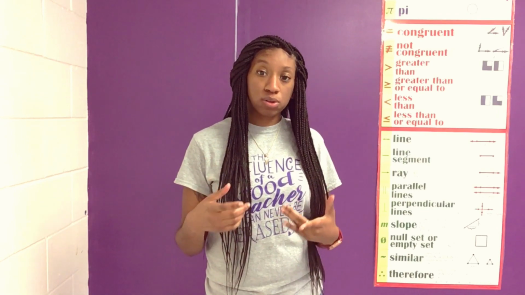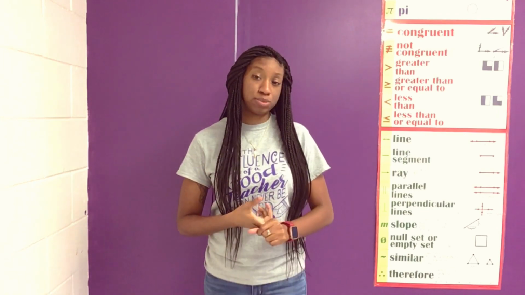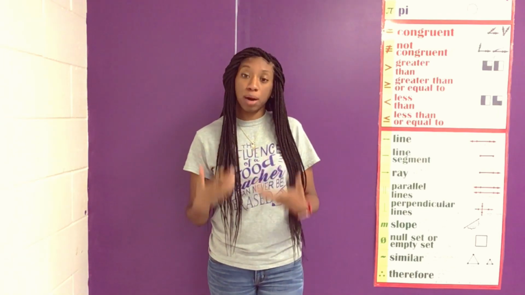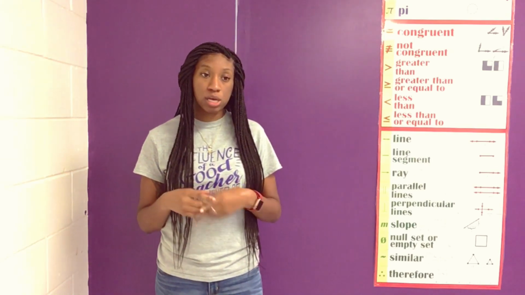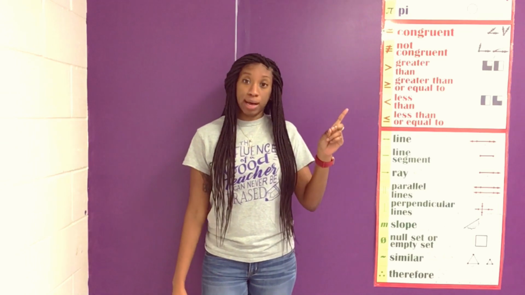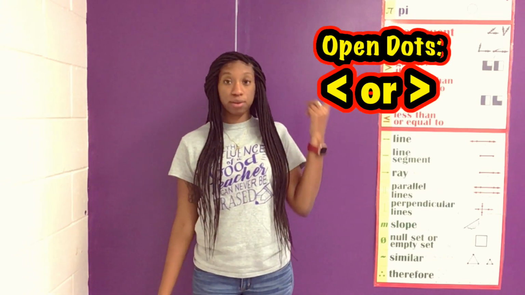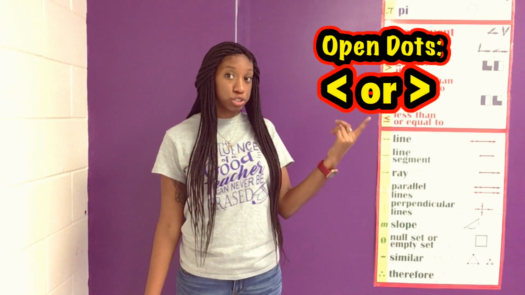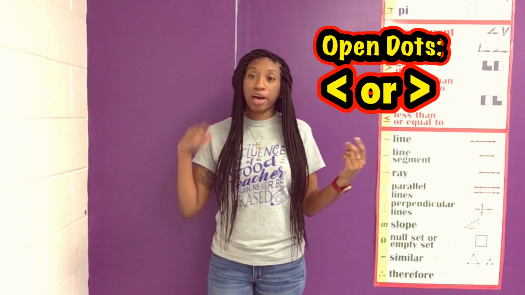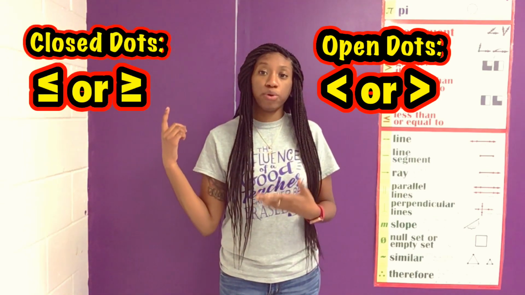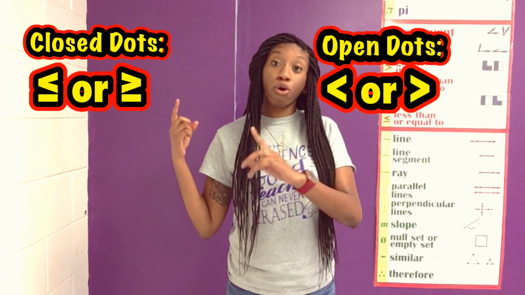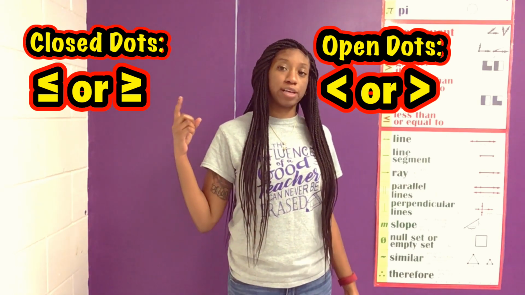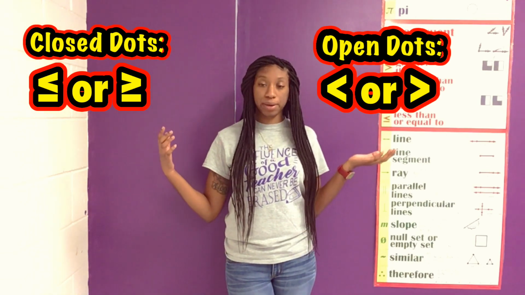You are going to use those symbols to help you plot the inequality using the number line. When you use the number line, you have open dots and you also have closed dots. When you have open dots, that means you have the less than or the greater than symbols, and that's what you're going to apply on the number line. When you have closed circles, you have the greater than or equal to or the less than or equal to symbols, right? So that's closed dots, and then you have your open dots.